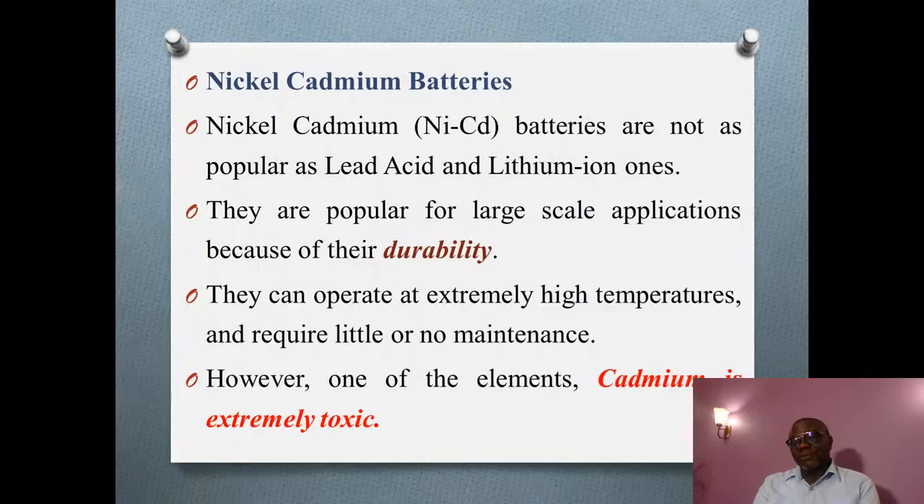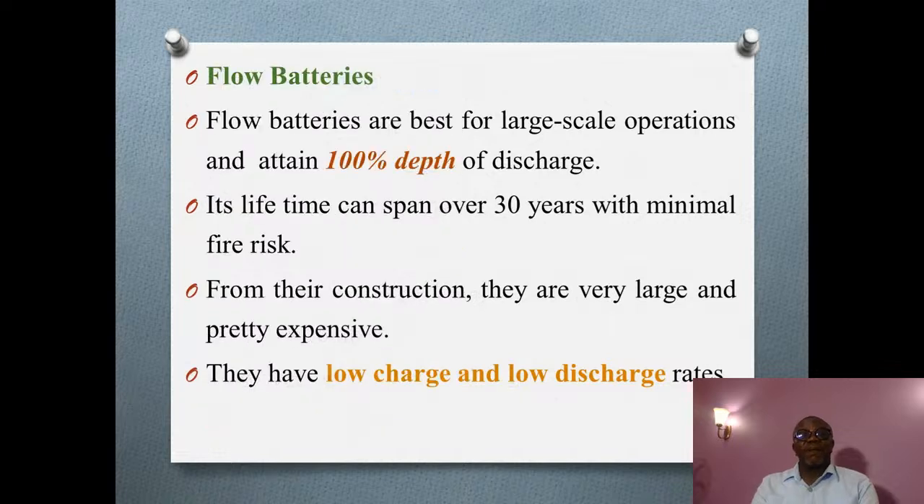However, one of the elements, cadmium, is extremely toxic. So you can see it is always comparing what do you want and what you can afford, and other consideration like something being extremely toxic. And finally, we have the flow batteries. Flow batteries are best for large-scale operations because they can attain 100% depth of discharge.